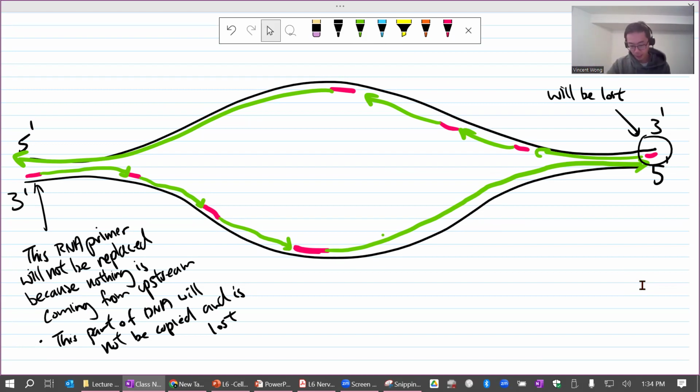But before I explain more, is it clear why we are losing DNA at the ends? For me, it's not clear. I have something, maybe you will correct me. Maybe because of the end, the 3 prime is on the end. That's why we are losing DNA, or why?